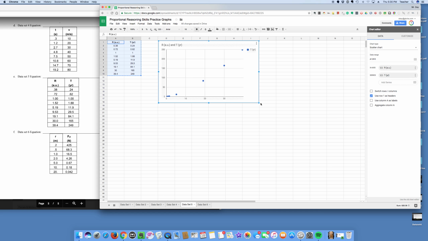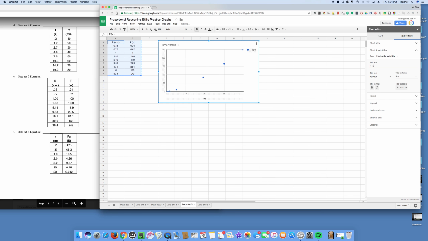Oh my god, definitely a top opening parabola, right? And then maybe under chart. Okay, there we go. So I'll label this. This is time versus R. I don't know what that is. Whatever R is, okay? And then the horizontal axis is R, right? And R is measured in astronomical units.